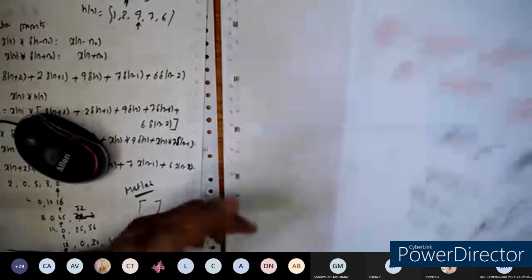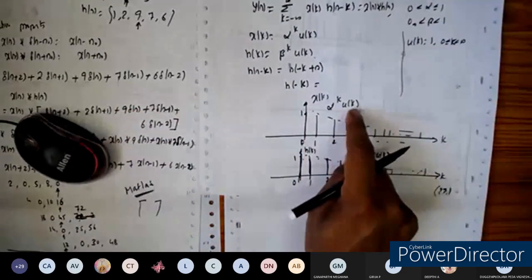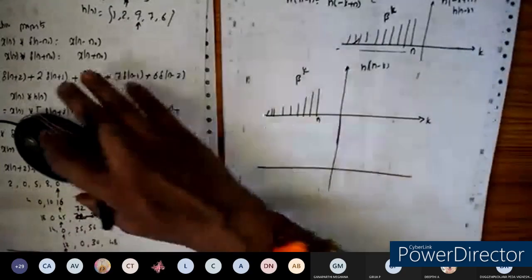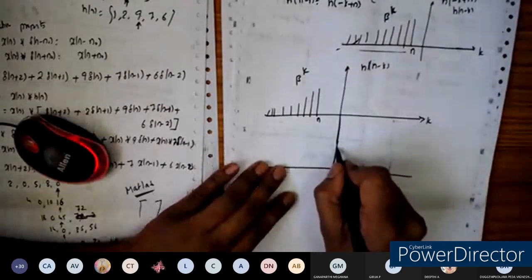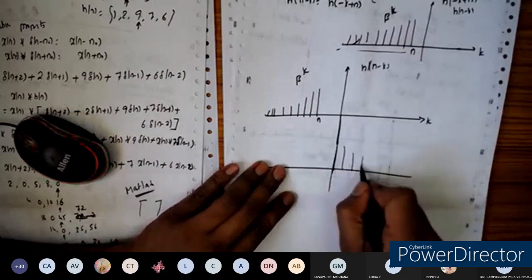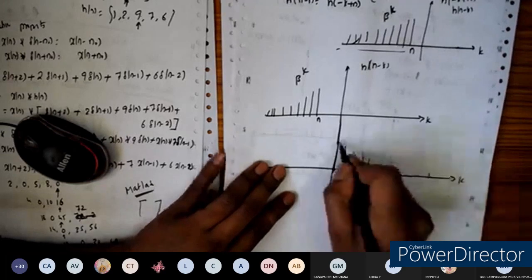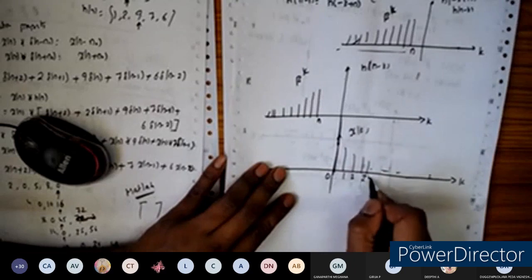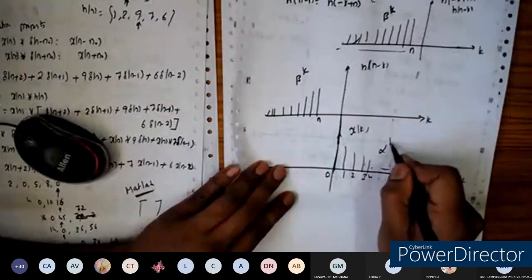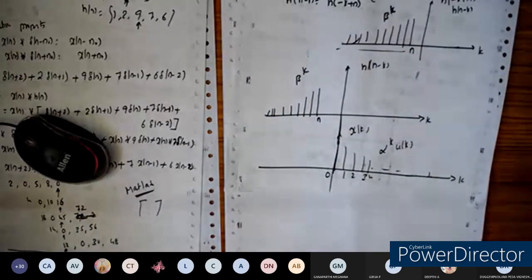Okay. Now I'm going to take another signal which is called x of k. X of k is equal to alpha to the power of k into u of k. I'm going to plot it here. So alpha to the power of k into u of k. The signal will be like this. We are going to have an infinite number of samples. So this is x of k. It is going to start from 0, 1, 2, 3, 4 like this. So this is alpha to the power of k into u of k.